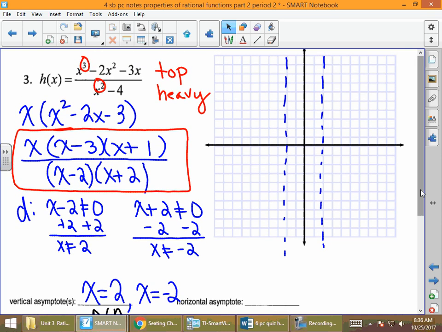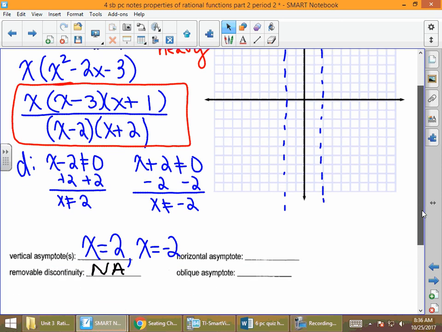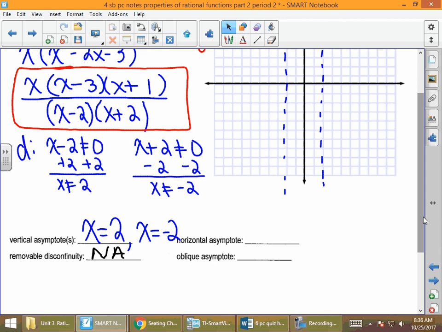So we just determined that this is a top-heavy function. If we look on our table on the front of our paper, we see that top-heavy means that we're going to have an oblique. It's going to be in the format of y equals mx plus b. And consequently, because there's an oblique, there is not going to be a horizontal.